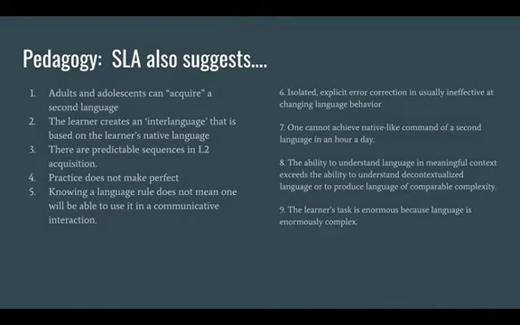But please know that SLA stands for Second Language Acquisition, right? And 40 years of this research tells us a lot about how human beings acquire language. I'll just focus on number 8 quickly, which says, the ability to understand language in meaningful context exceeds the ability to understand decontextualized language, or to produce language of comparable complexity. In other words, studying verb forms, studying vocabulary lists is not helpful in acquiring language, right?